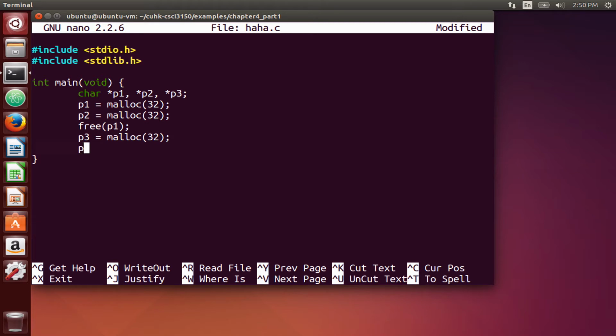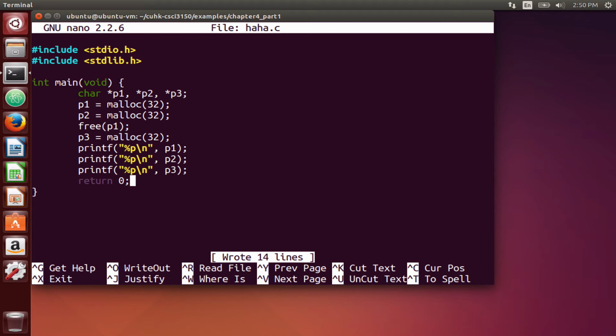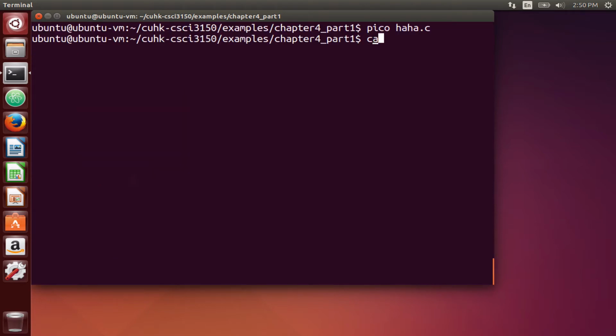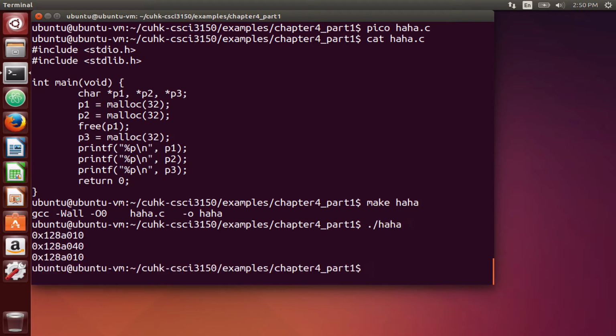Then what will you expect? The address of these 3 guys, P1, P2, P3. What will you expect if I do this? Let's see it. First, show it here. Can you see the first and last pointer? They are the same. You will reallocate it.